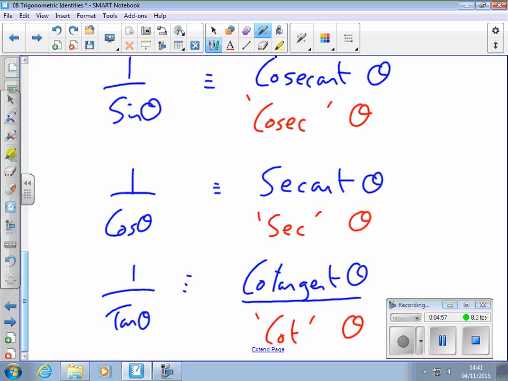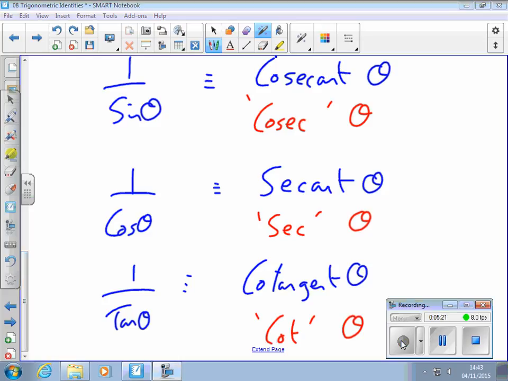So we have three new words, and those are our first identities, really. Cotangent of theta, or cot theta, is 1 over tan. Secant, or sec theta, is 1 over cos. Cosec theta is 1 over sine theta. So you can write those down as the first 3 identities that we might use. On a separate piece of paper, you might want to make a note of those.